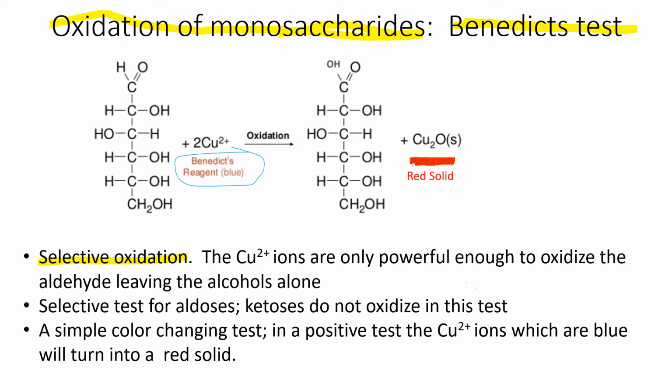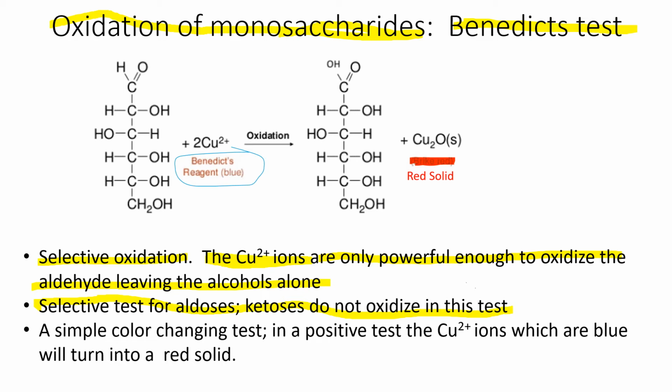What we're using to perform this oxidation are copper plus 2 ions. And that's very important. These copper plus 2 ions are only powerful enough to oxidize the aldehyde, leaving the alcohol functional groups alone. We know both alcohols and aldehydes can get oxidized. We have a lot of alcohol groups in these monosaccharides. The copper ions cannot oxidize the alcohols. They can only oxidize aldehydes. So that makes it very selective. So this is a selective test for aldoses. Ketoses will not oxidize in this.